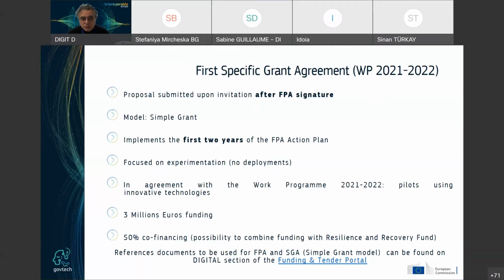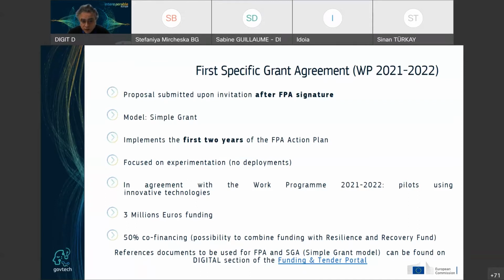So it will be pilots using innovative. On this first specific agreement, the Commission will provide euro funding. On the overall FPA, we could have, of course, for the 4 years, we will propose more, but it's not decided at the moment. And the funding will be 50% co-financing. I will also say somewhere there is the possibility to provide funding from the Resilience and Recovery Fund.